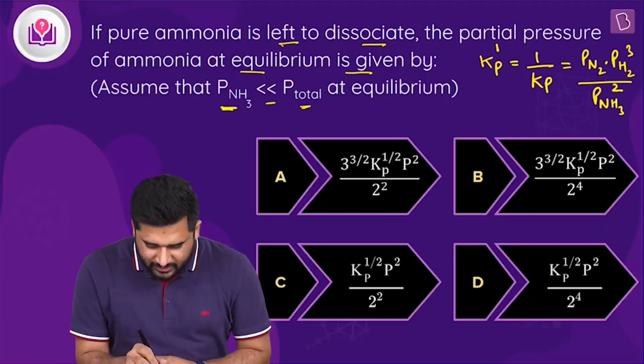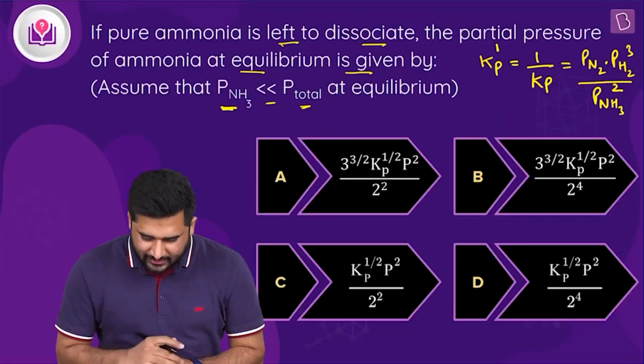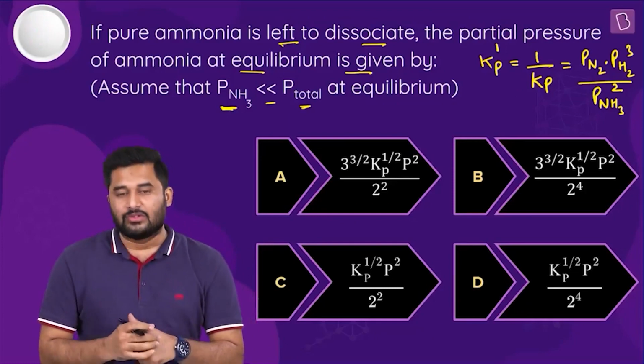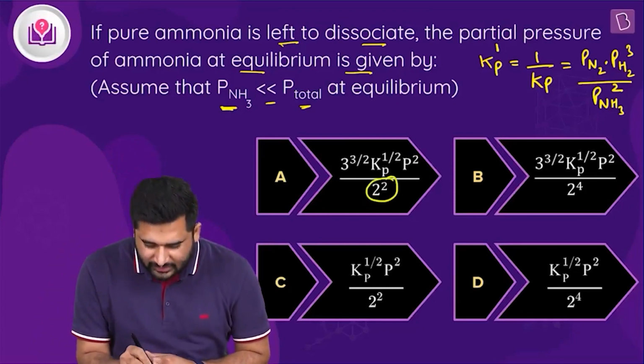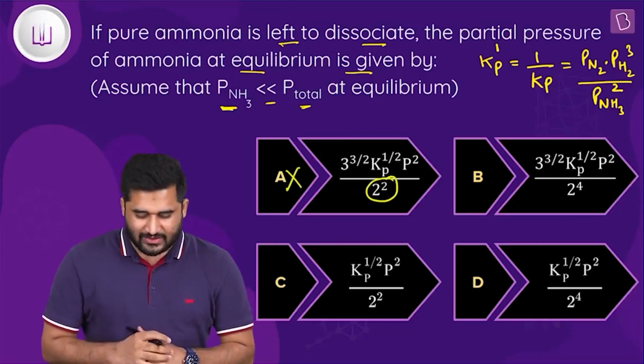So as you can see, option A says 3 raised to power 3 by 2. Here it is fine, and then Kp raised to power 1 by 2, then P square and 2 raised to power 2. See, this denominator term is not correct. So option A is not the right answer.